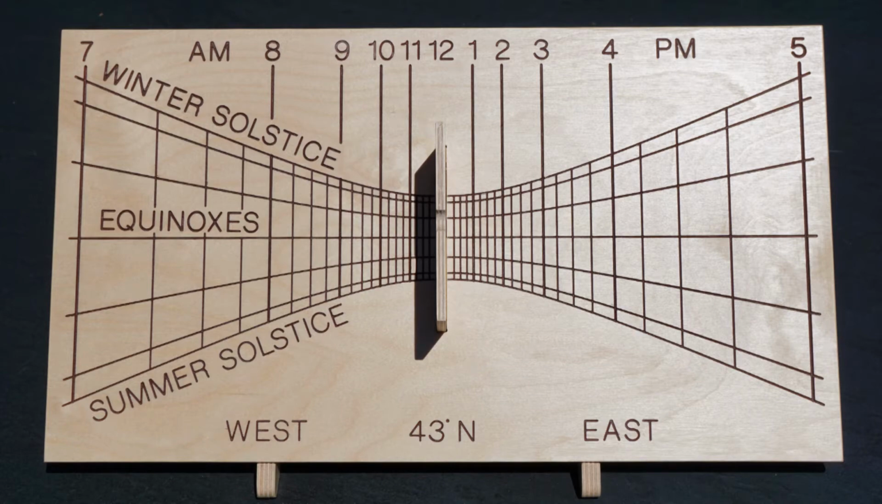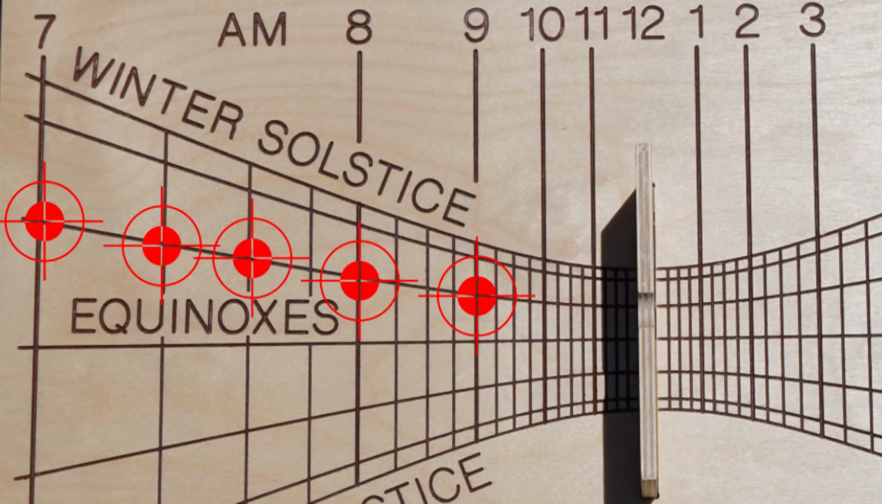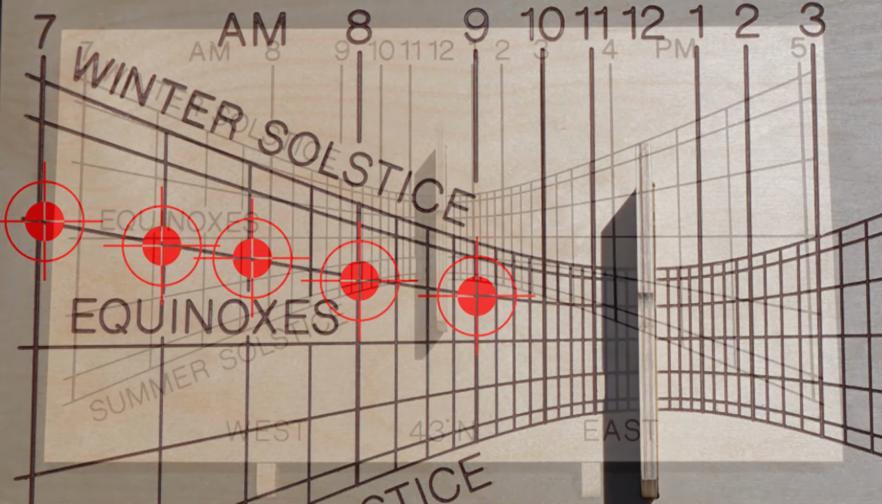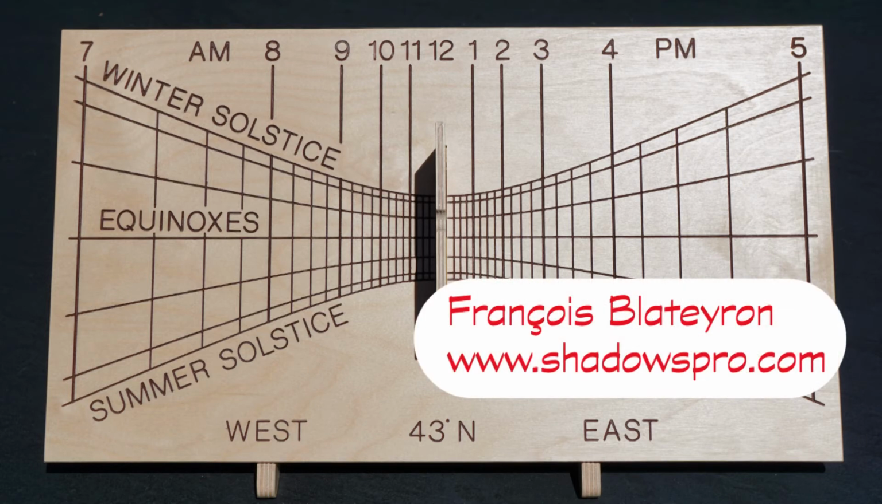Knowing the two sun angle values, we could plot points through the year and then graphically link those points with a hyperbolic line, or we could plot them mathematically. This is a tedious job, having personally done it many years ago. Now, an easy way to do this is to visit the shadowspro.com website. François Blateyron has developed this excellent site and software for sundials.